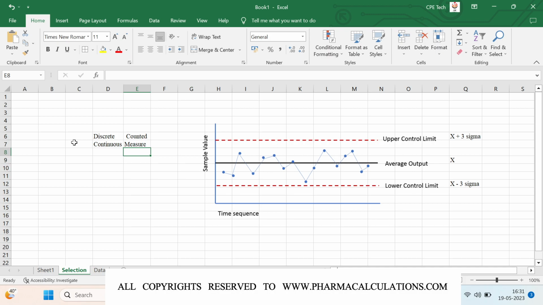Whatever you are going to count will not have any units, so you can say it is a discrete data. While coming to continuous data, you're going to measure it, and the data is going to have certain units. It's a simple way of understanding.